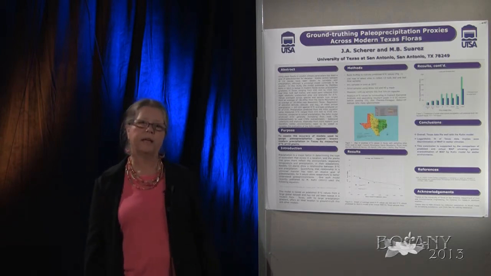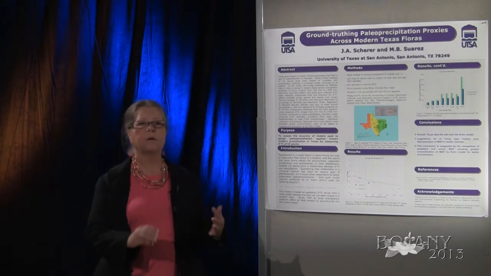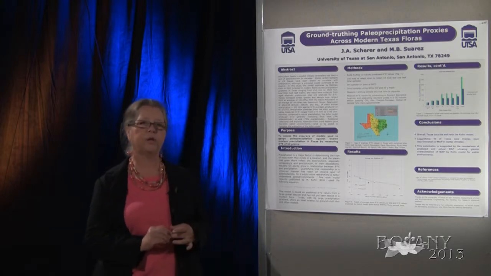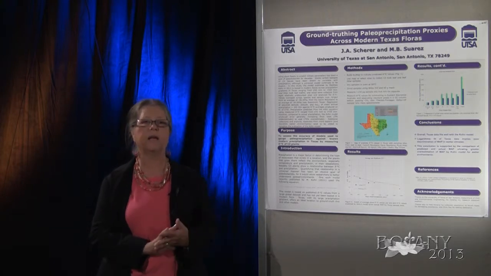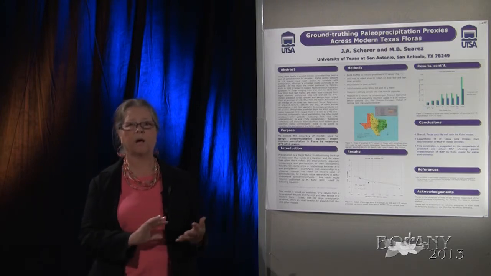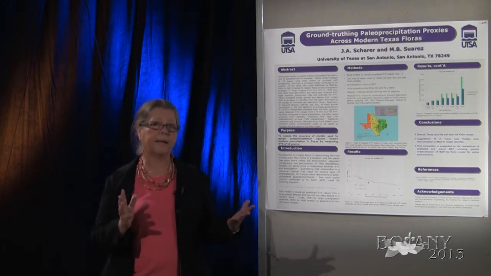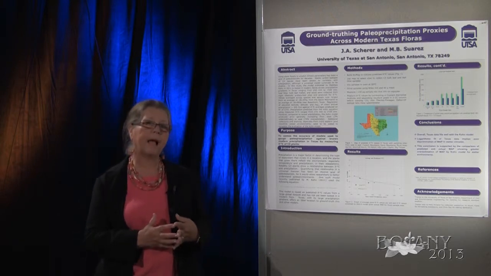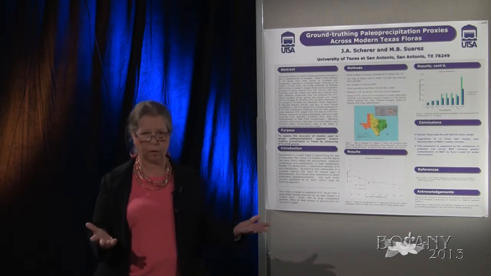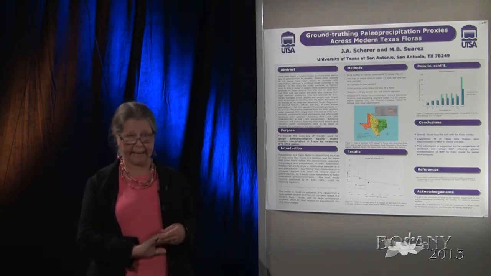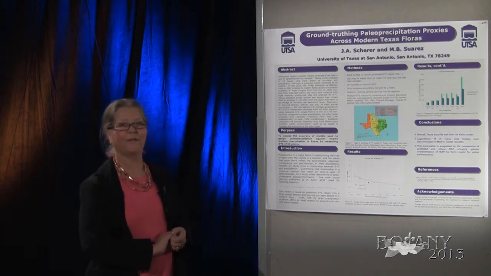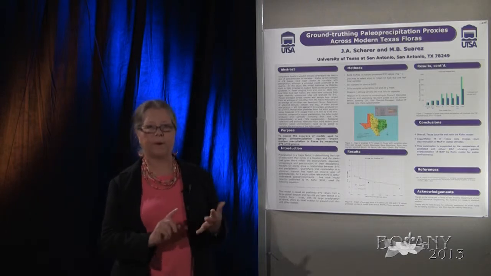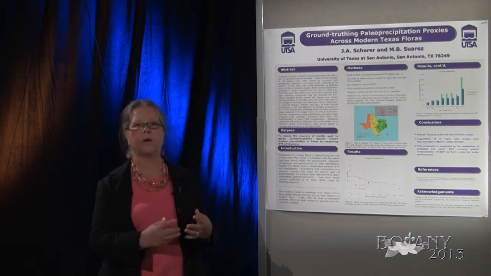In 2011, he published an algorithm that related mean annual precipitation, altitude, and latitude to the delta carbon 13 content of leaves, and he based it on 500 samples of modern leaves. But his algorithm was never tested in a modern flora. And so that is my aim today and in the near future, to collect leaves, both living leaves and leaf litter, and wood across Texas.